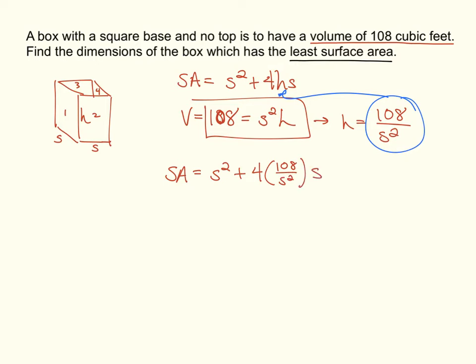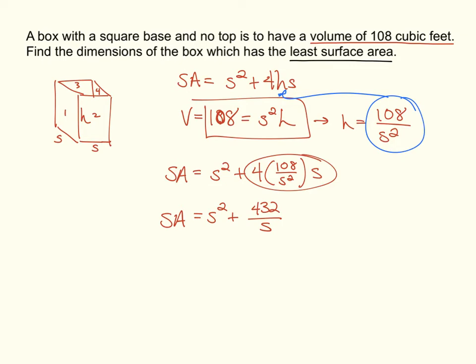To simplify this, I will do some simplification to the second term. That will give s squared plus 432 over s. That is the equation of the surface area, all in terms of s.